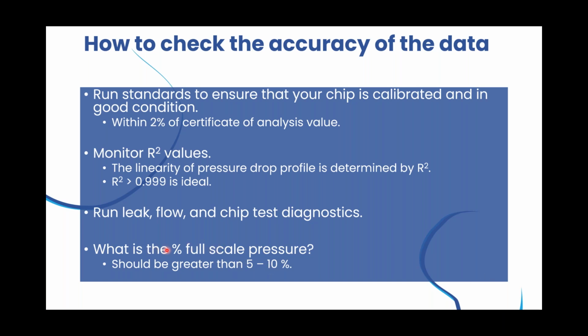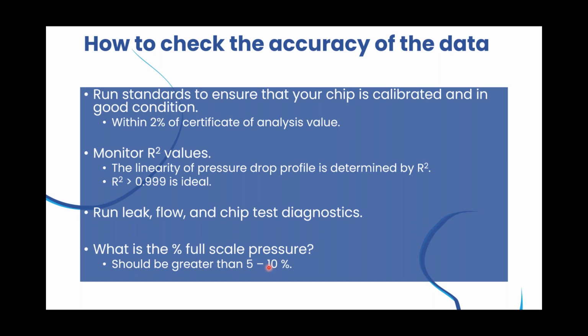Another way you can check that is to ensure that for each measurement, your percent full scale pressure is greater than about 5 to 10%. And this percent full scale pressure is basically how much the chip is pressured as a percentage of the max pressure it can tolerate. So if the percent is too low, that means that there's too much noise to signal in the chip. So we want this percentage to be generally above 5 to 10%.